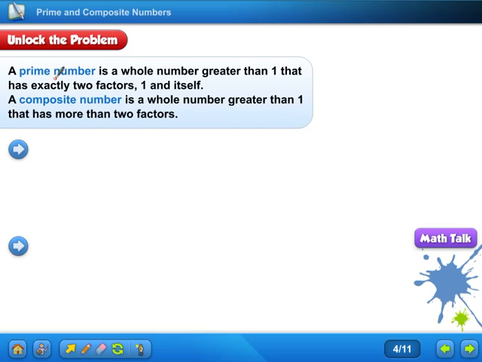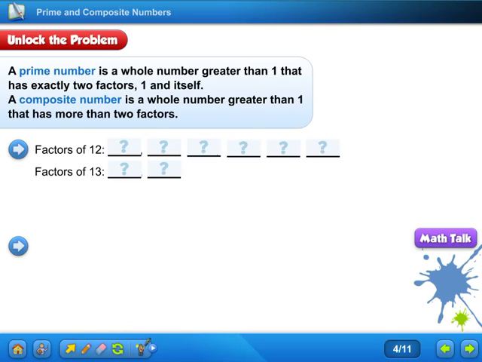Here it talks about the prime and composite numbers. A prime number is a whole number greater than 1 that has exactly 2 factors, 1 and itself. So 1 and itself are the only factors it has. Composite numbers are whole numbers greater than 1 that have more than 2 factors.